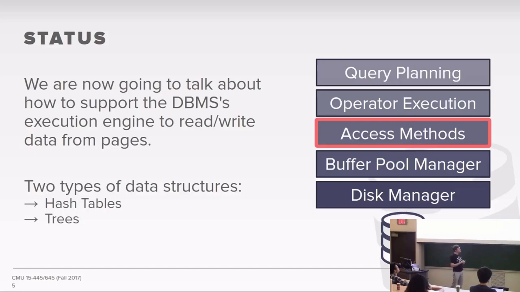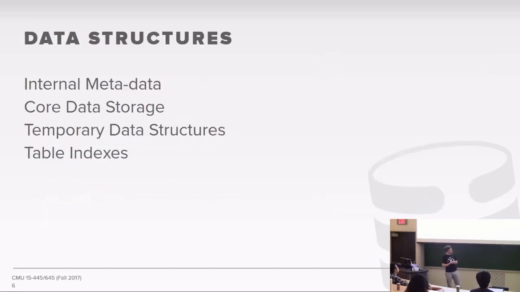These data structures in particular will be used in four different scenarios or four different areas of the system. First, we can use them for internal metadata, internal information about the database system keeping track of what queries are running, what data it's storing, what indexes it has, things like that. This is essentially the extendable hash table that you're building for your first project, right? This is not exposed to you in the application. This is something the database system is maintaining on the inside to keep track of what pages it has.